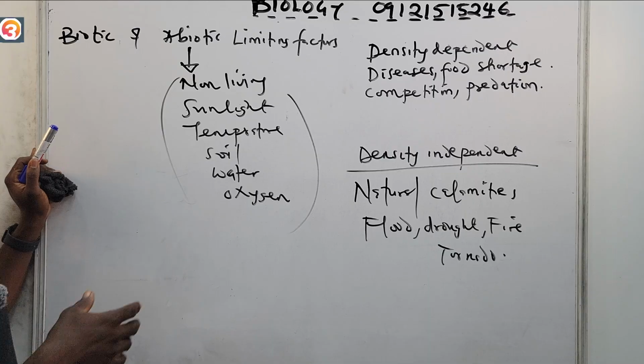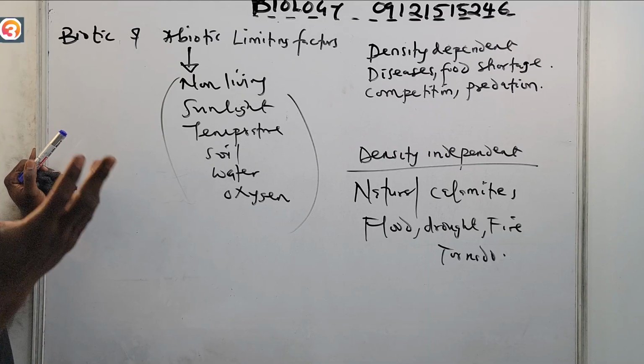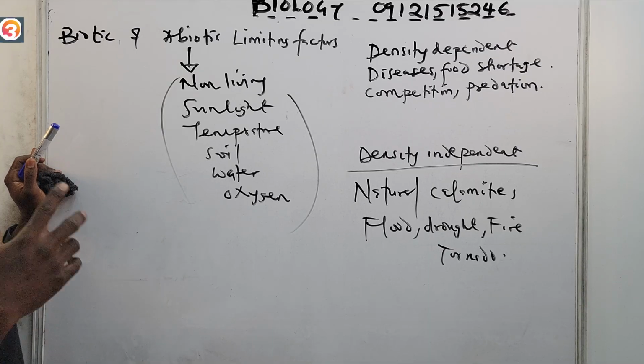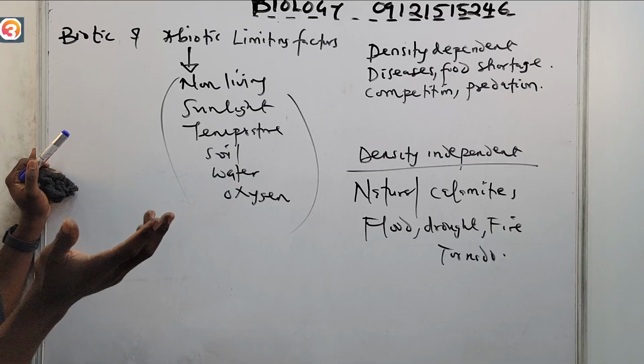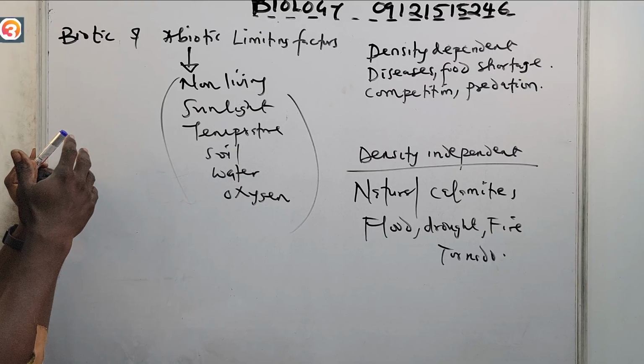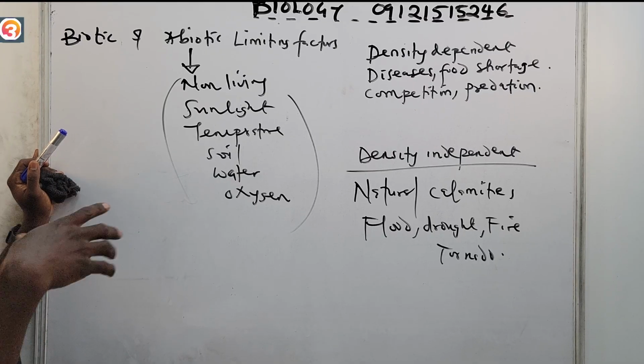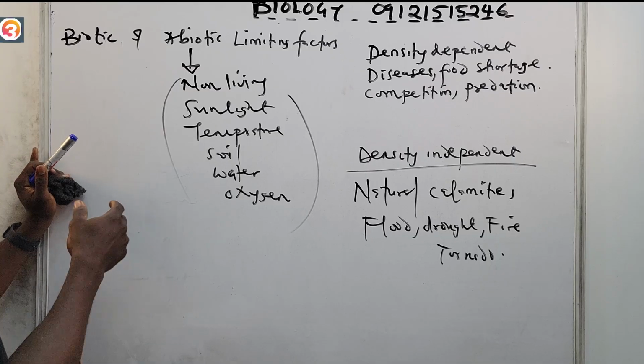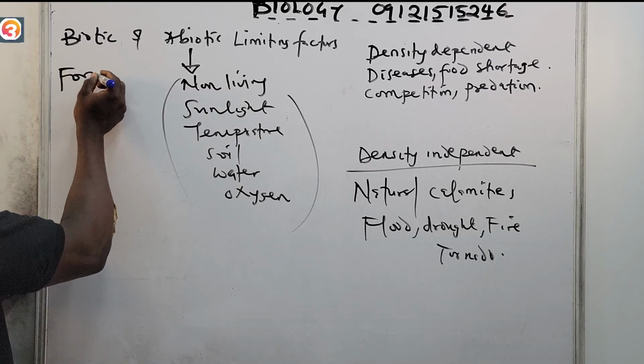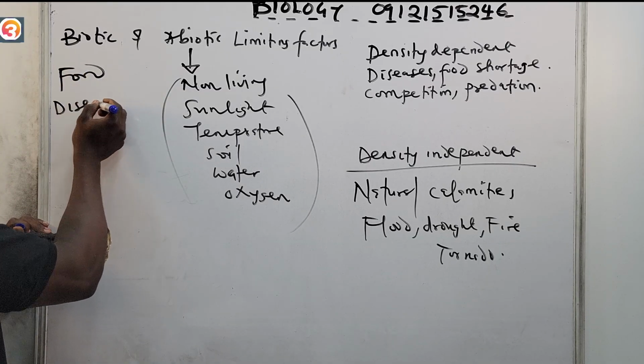But on the other hand, for the biotic, you have the living components. For example, you have your food shortage, disease, competition, and predators. So like you have your food, your disease.